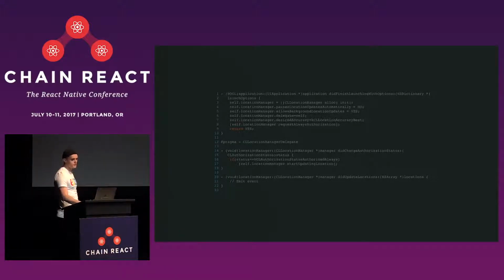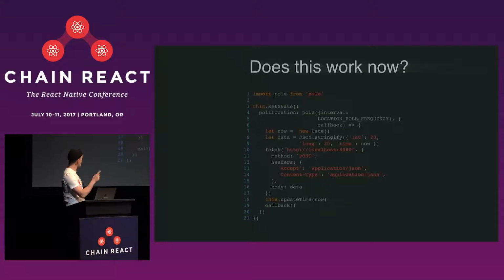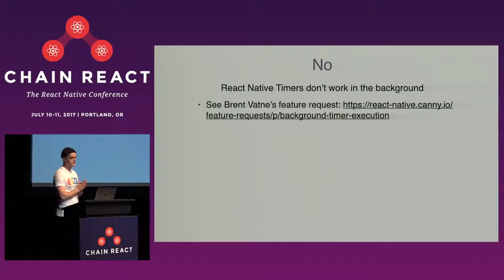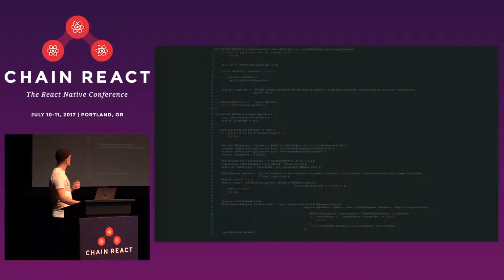So if you do all this voodoo, will this work? Can you just use the poll library or set interval and continue on with your business? No, you cannot. Brent Vatne from Expo wrote a post on this, but the TLDR is that React Native timers don't work in the background. So you have to write a bunch of lovely looking Objective-C to kick off a long-running polling task in the background. Once you've done all of that permission stuff, I just use NSTimer here to continuously poll the server, because we don't actually care about the GPS coordinate. We just need to turn this on and off for our particular example.